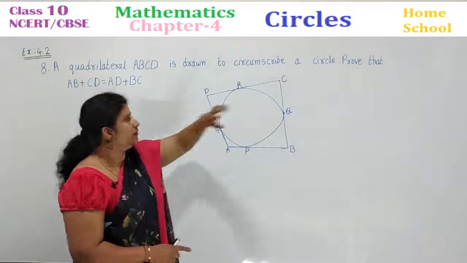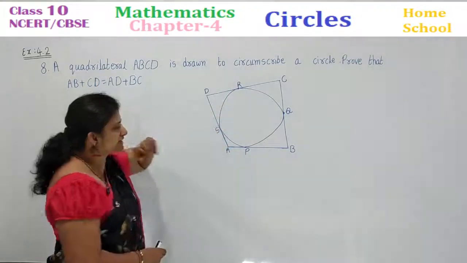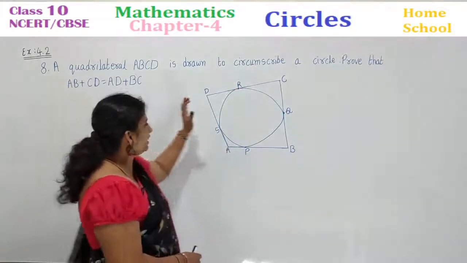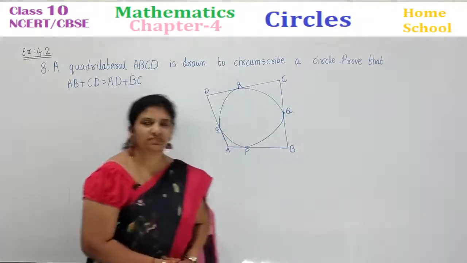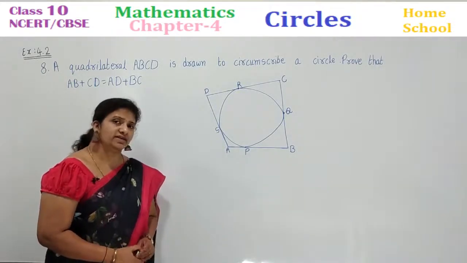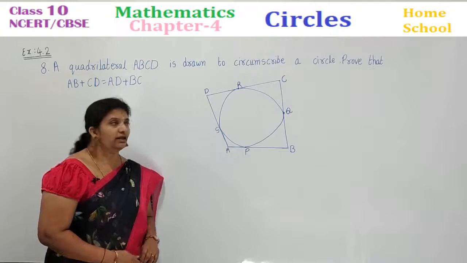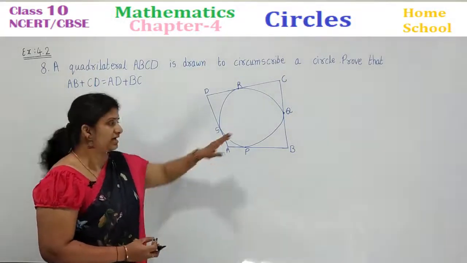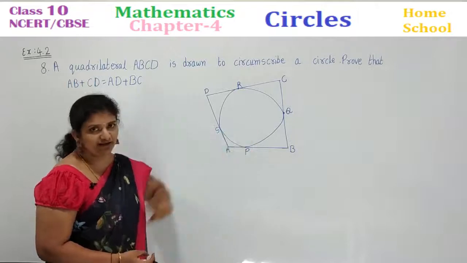A quadrilateral circumscribes a circle. Prove that AB plus CD is equal to AD plus BC. First understand carefully, children. What is given? A quadrilateral is given, circumscribed by a circle. The circle is inscribed in the quadrilateral.